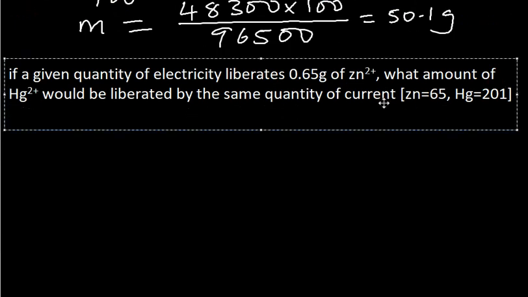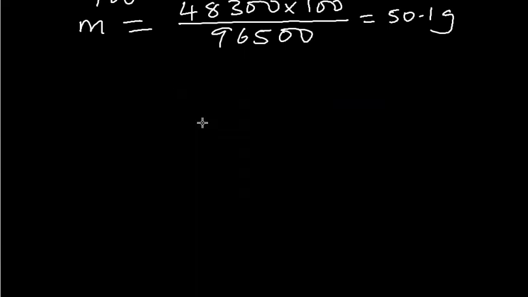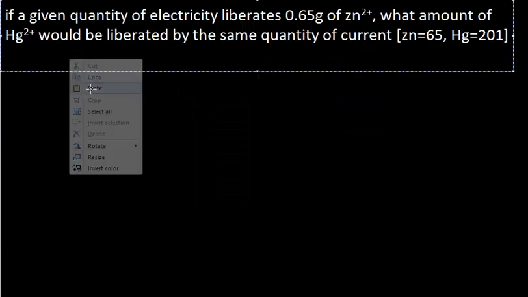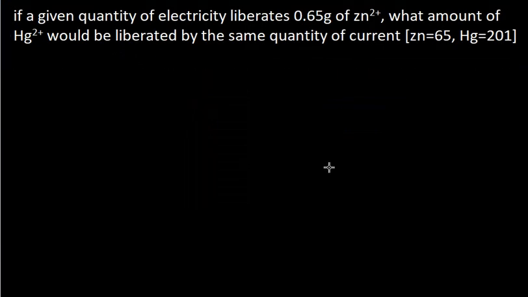This question right here is actually based on Faraday's second law. So we are going to use Faraday's second law to solve this. Now, the question goes this way. If a given quantity of electricity liberates 0.65 grams of zinc, Zn2+, what amount of Hg2+ will be liberated by the same quantity of electricity? Remember, we apply Faraday's second law when the same quantity of electricity is passed into two different electrolytes having two different ions.